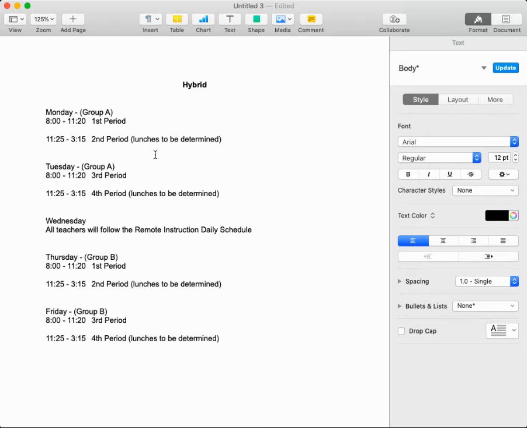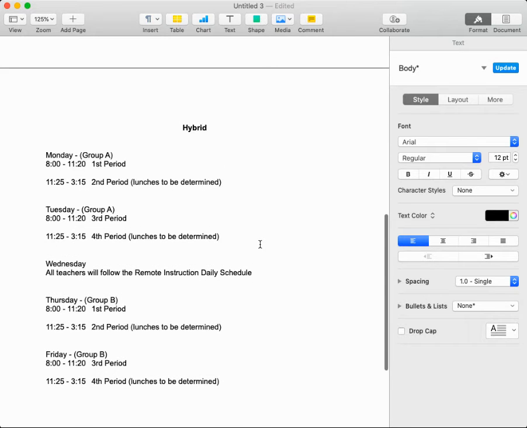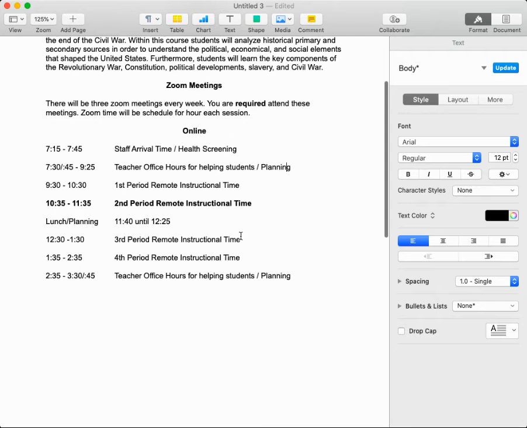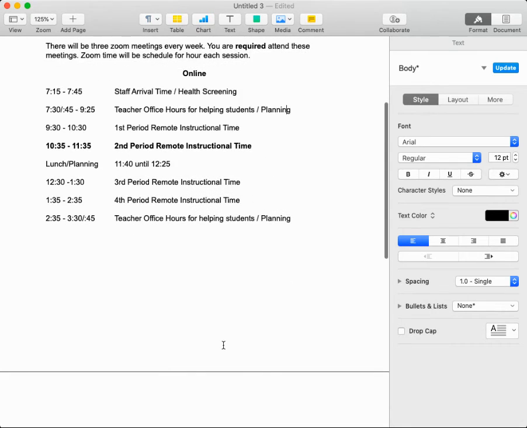So we have Group A and Group B. Group A will be the first half of the alphabet, and then Group B will be the second half of the alphabet. And we'll talk more about that as we get there. And then Wednesday will be a remote schedule. So Wednesday, even when we go to the hybrid, will look like this up here. It will look like this online schedule.